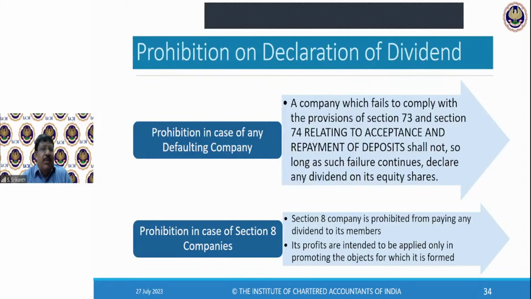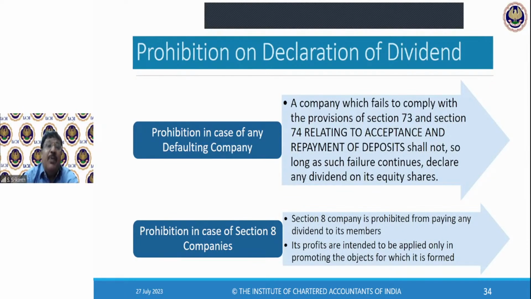Section 73, and so you have to comply with it. If a company fails or defaults in repayment of deposits, etc., it cannot declare dividend so long as the failure continues. Are we clear? Because they might ask you a question on dividend, and somewhere in the corner they will say the company has defaulted on repayment of deposit, in which case dividend cannot be declared. Obviously, on the one hand this fellow's deposit is pending and you want to take dividend. No, pay him first and then you take your dividend.